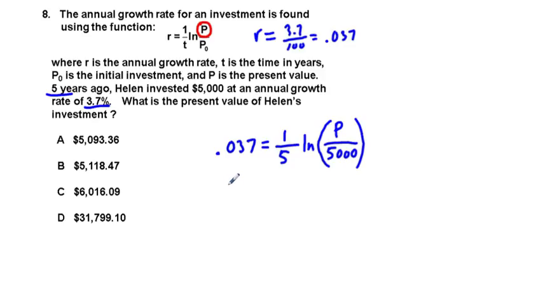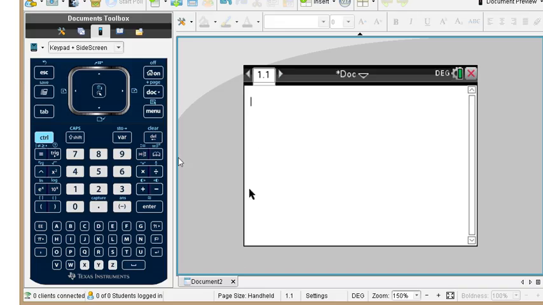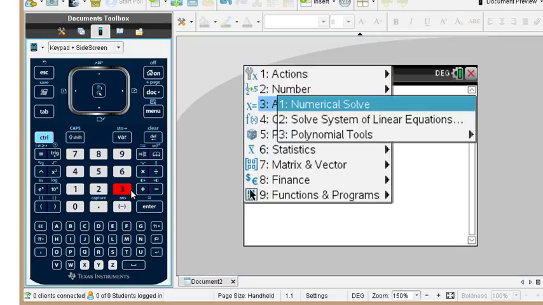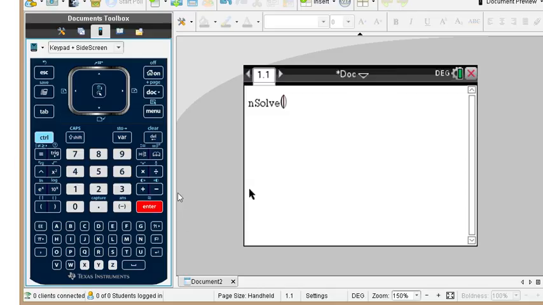My recommendation is that you may be familiar with equation solving problems, and the software application is this. You can press menu, 3, 1, numerical solve. So we put the rate, 0.037, and what is that equal to?